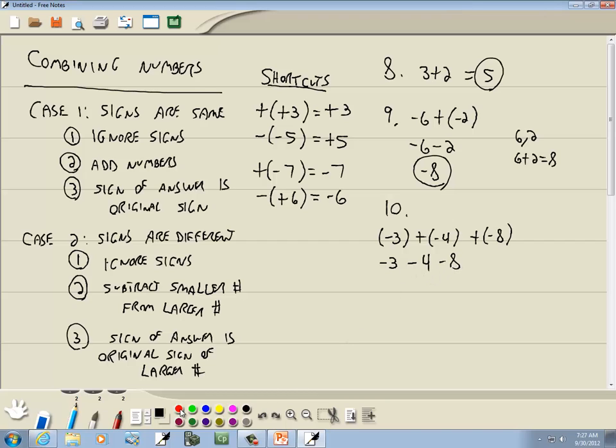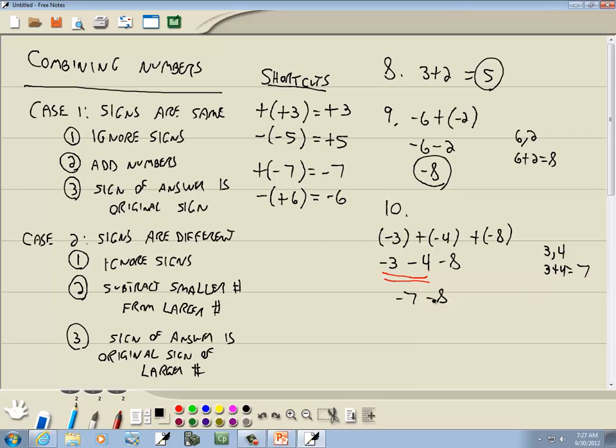Now, we're going to first tackle the first two numbers, negative 3 and negative 4. Well, that's case 1. Signs are the same. It says you ignore the signs. So we got 3 and 4. Add the numbers. 3 plus 4 gives us 7. Sign of the answer is the original sign. They originally both were negative. So this is negative 7.